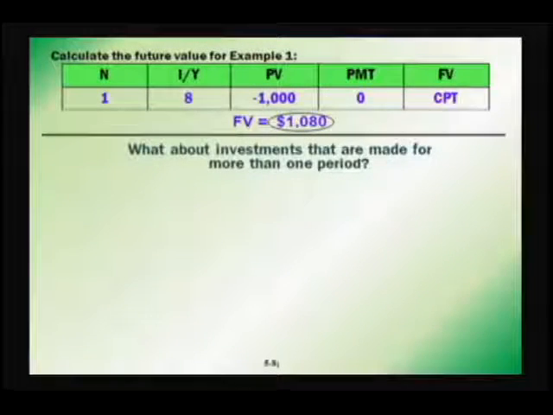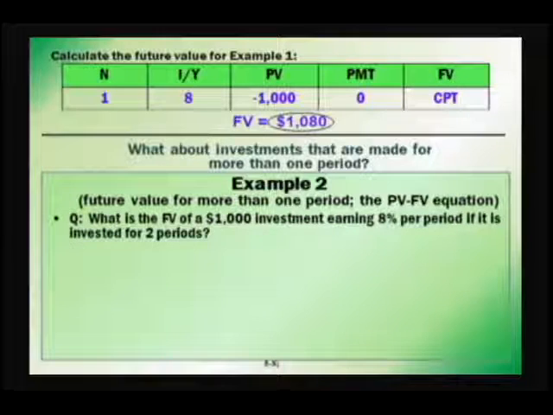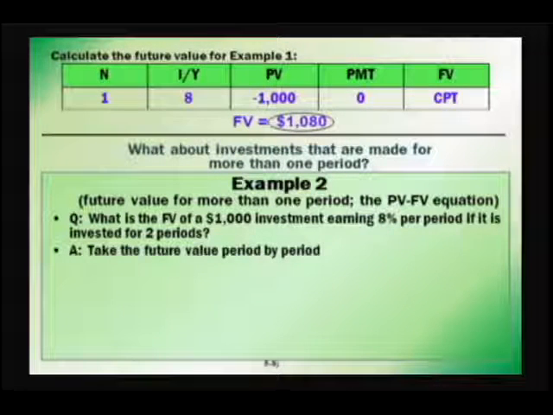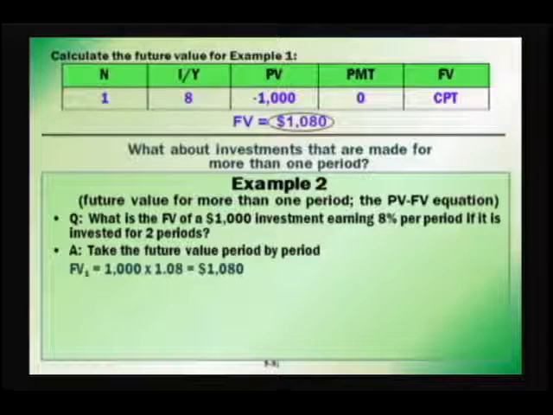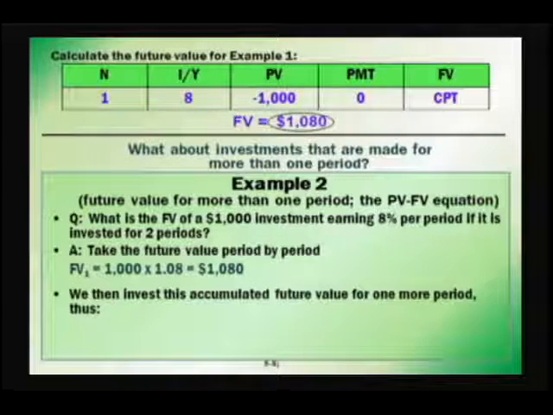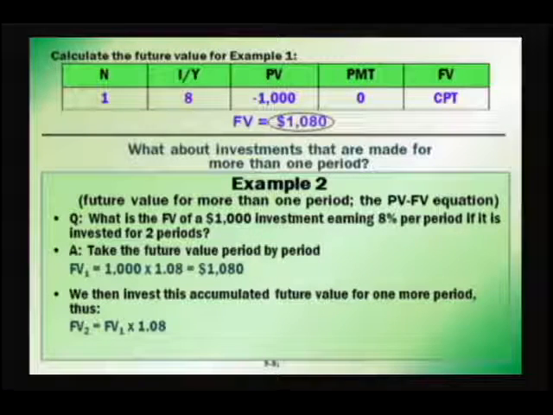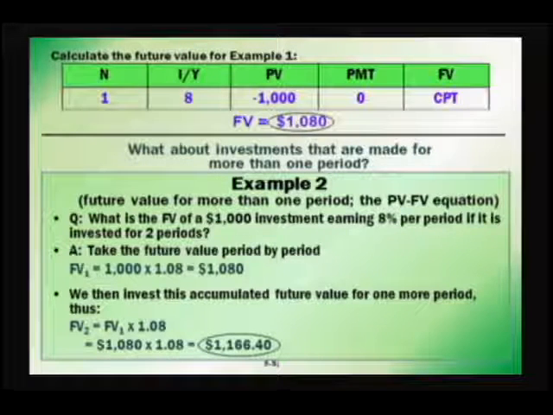Now, what about investments that are made for more than one period? What is the future value of $1,000 earning 8% if it's left there for 2 periods? We're going to take that future value period by period. So at the end of my first period, I have 1,080. Then we do that again, my 1,080 times 1.08, and I get $1,166.40.